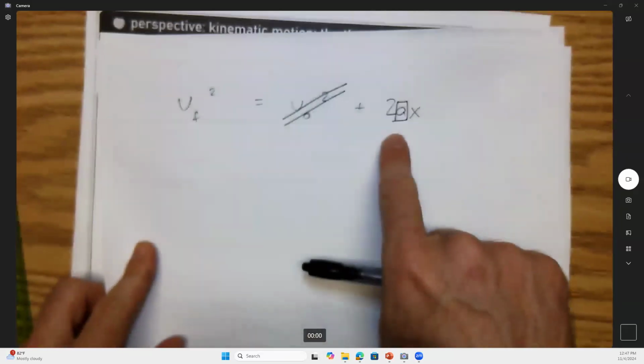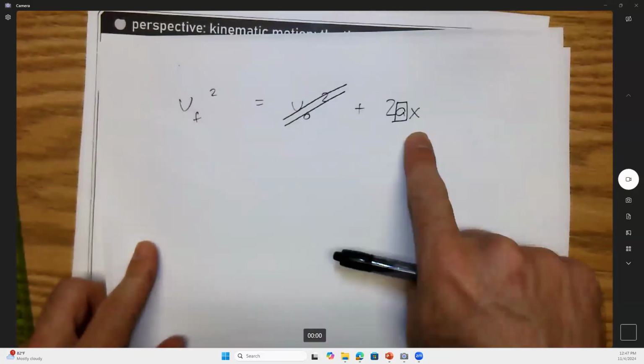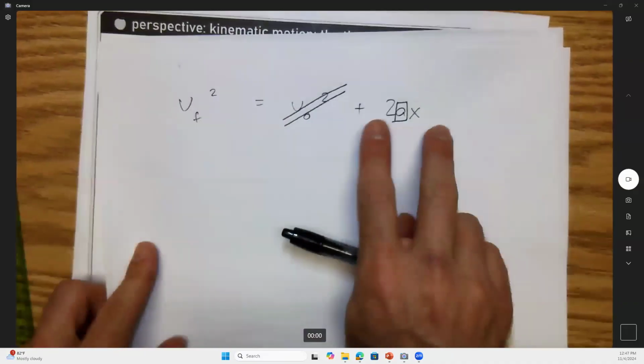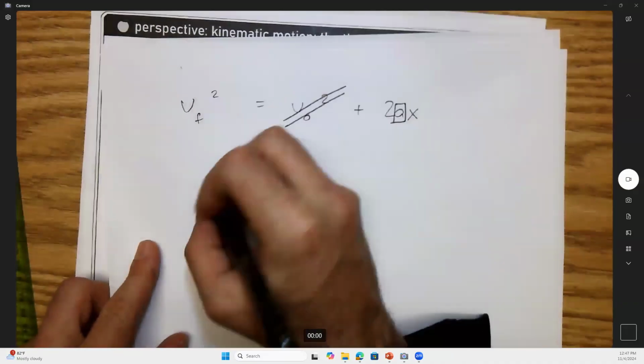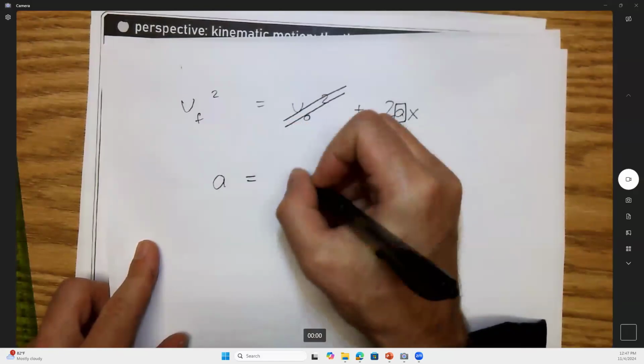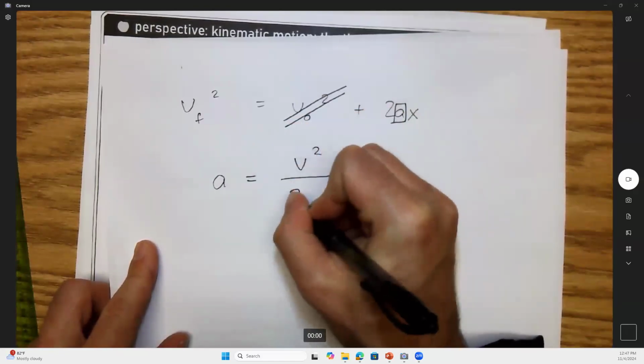But if I'm solving for this A, can I just divide over the 2 with the X? Does that look like acceleration is equal to V squared over 2X?